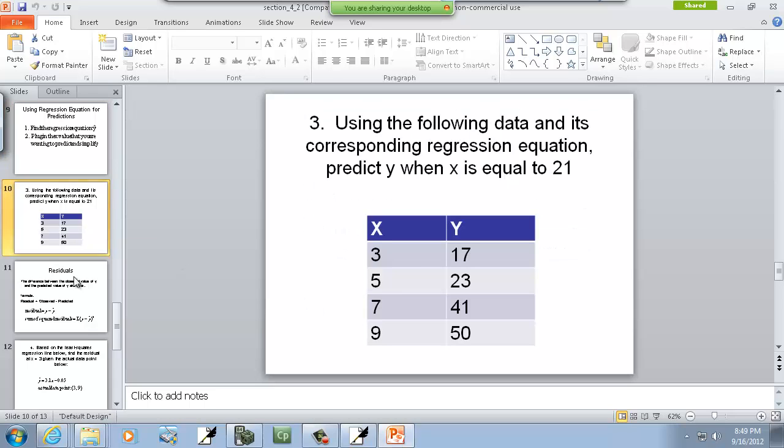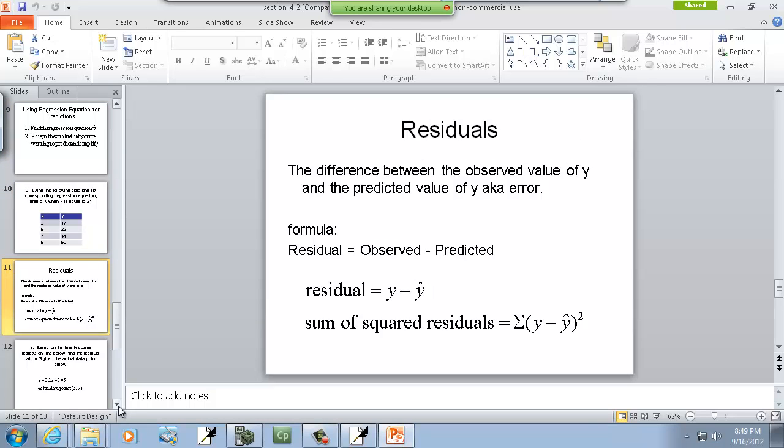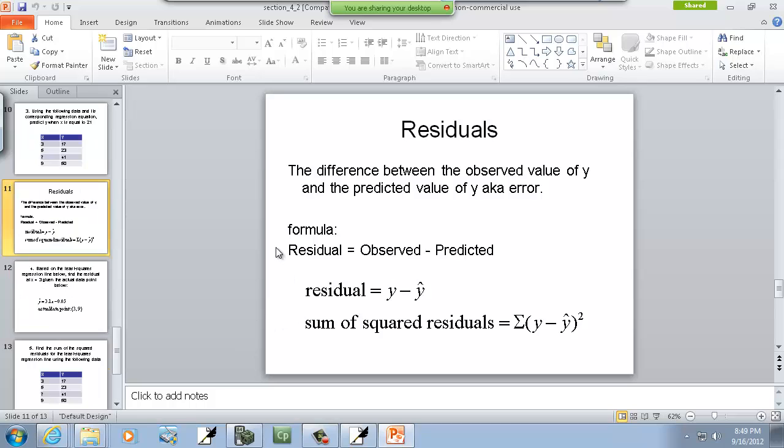Okay. Now we've already talked a little bit about residuals. This is the difference between the observed value of y and the predicted value of y, aka your error. How far off is the line you just found? Now our formula is residual equals observed minus predicted. So residual is y minus y hat. Y is the actual data point, and y hat is your predicted, the one you got off of linear regression on your calculator. And then your sum of the squared residuals is the sigma, the sum of y minus y hat squared. We'll come back to that.